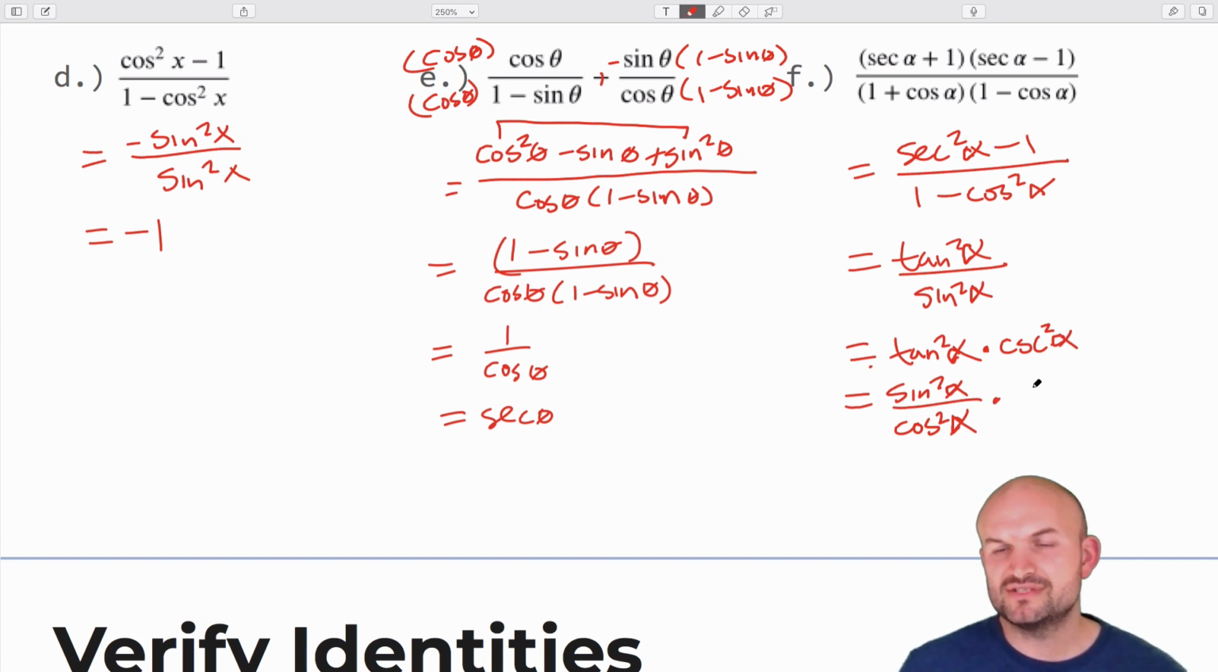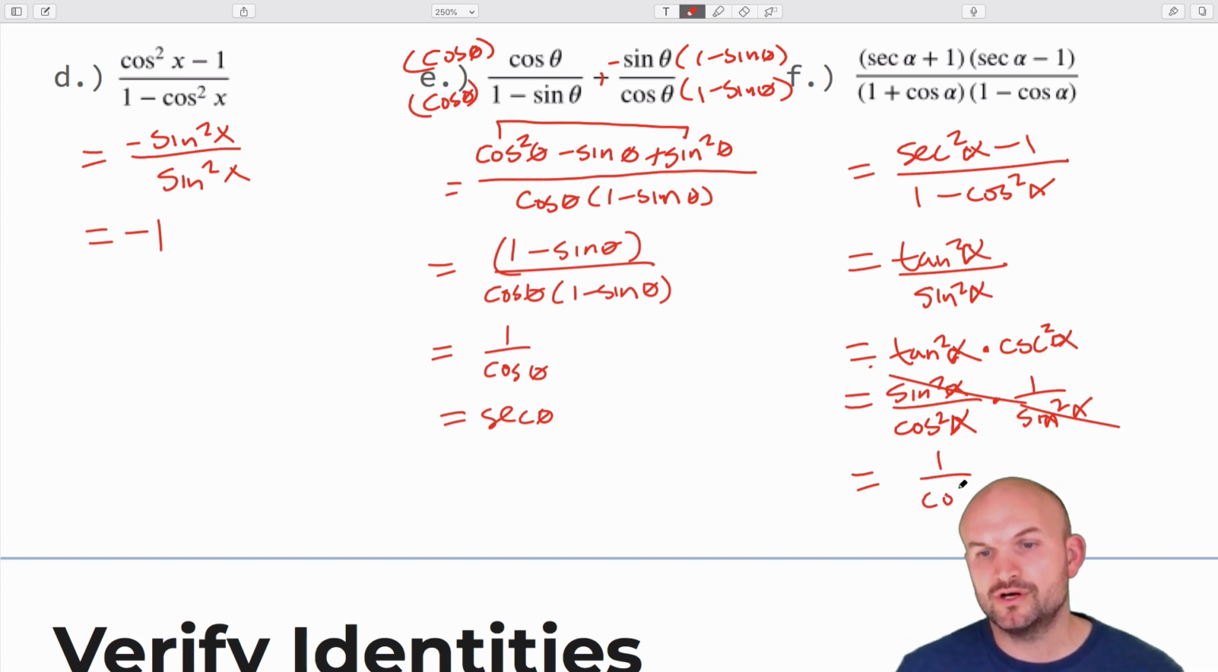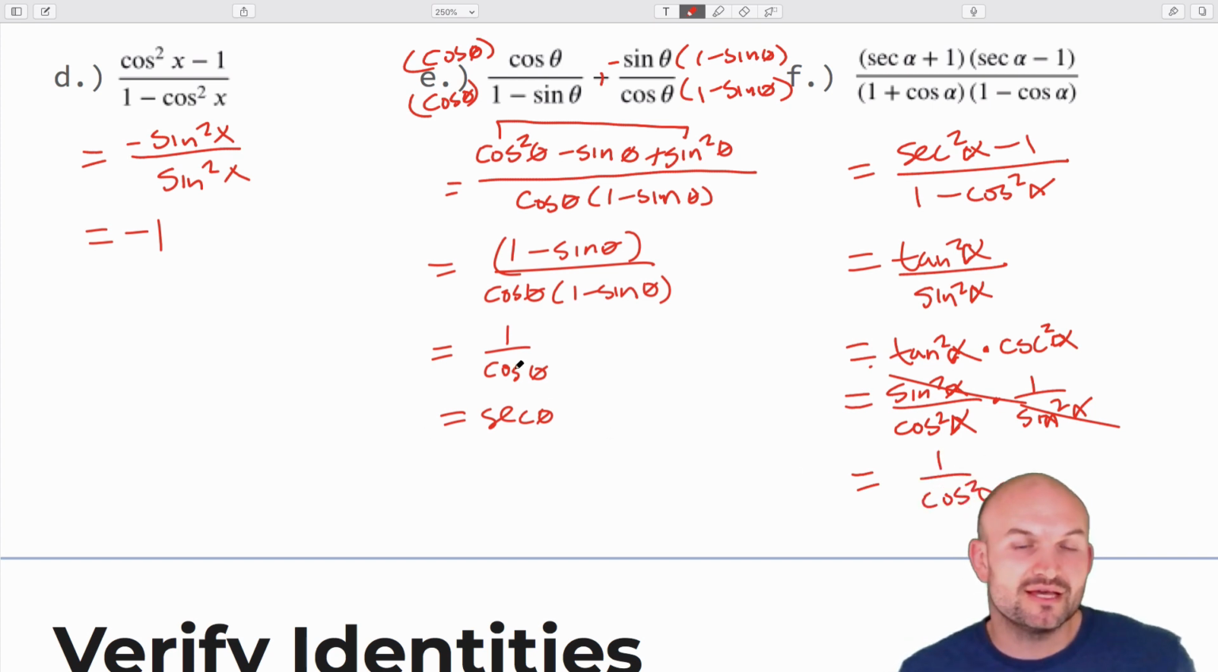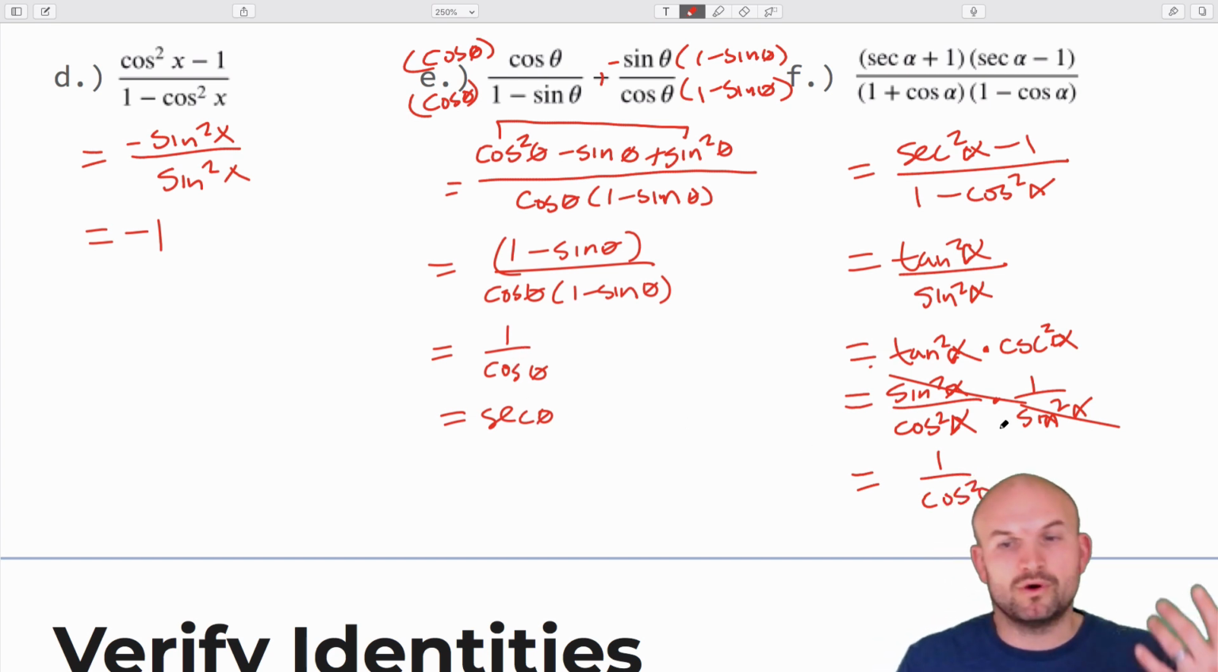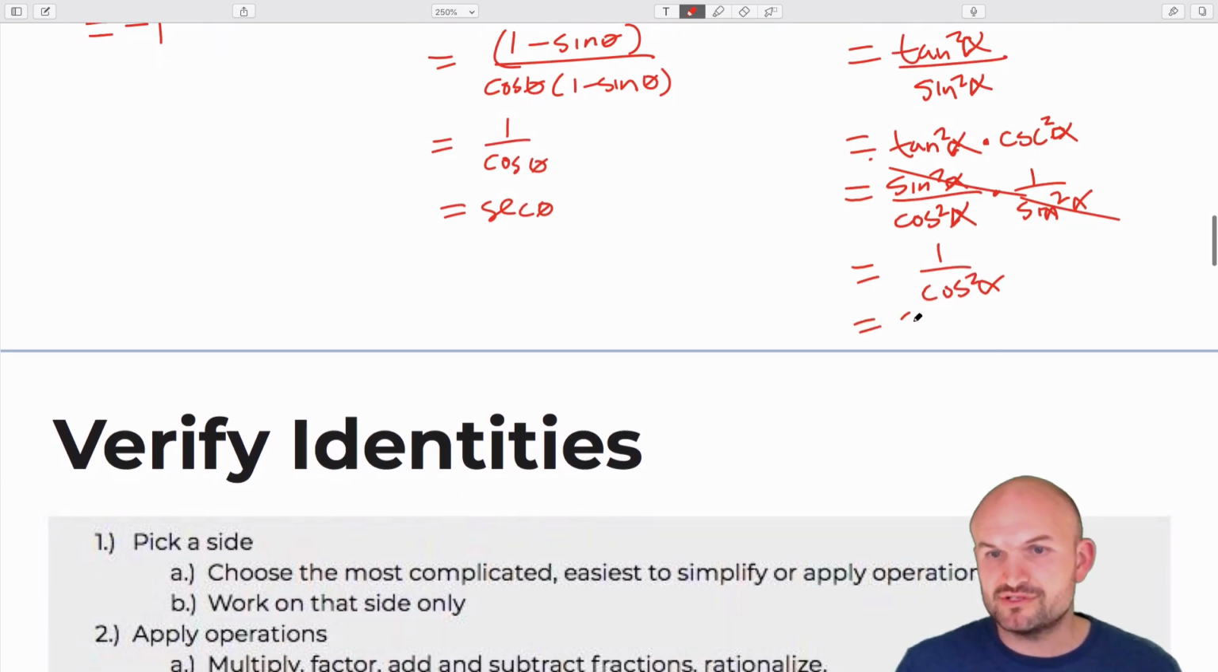Okay, and then cosecant squared of alpha is going to be 1 over sine squared of alpha. And now you can see that the sine squareds are going to divide out, which is going to leave me with 1 over cosine squared of alpha. Well, if 1 over cosine of theta is secant of theta, then 1 over cosine squared of alpha is just going to be secant squared of alpha. Okay, so that's the simplifying part.